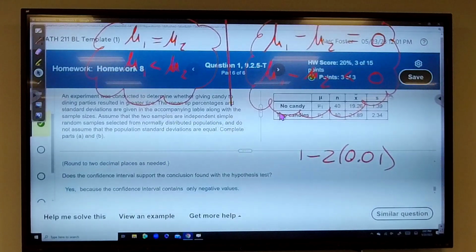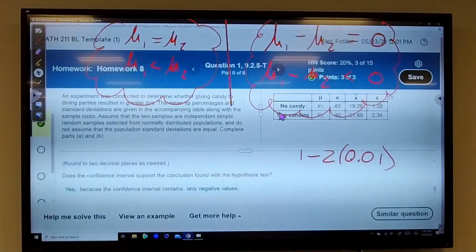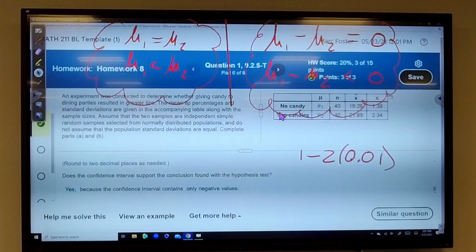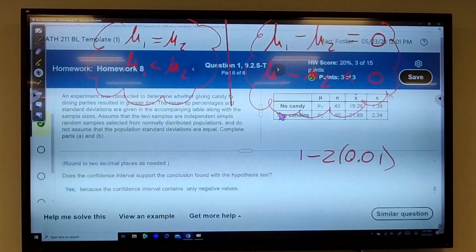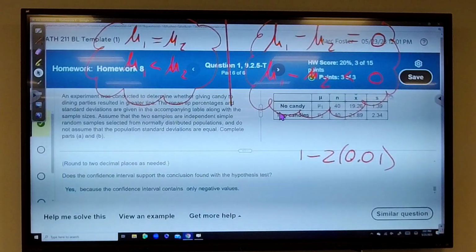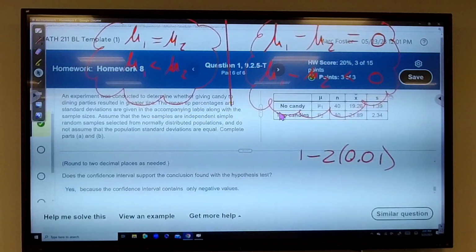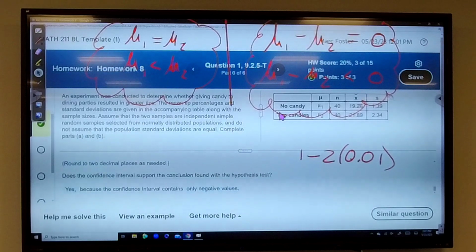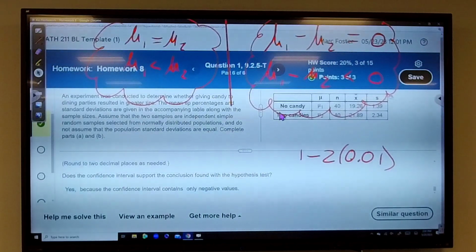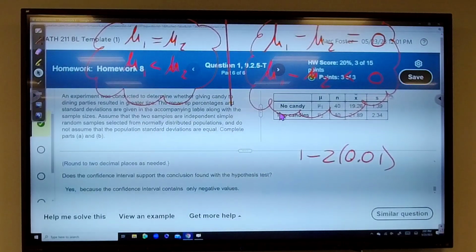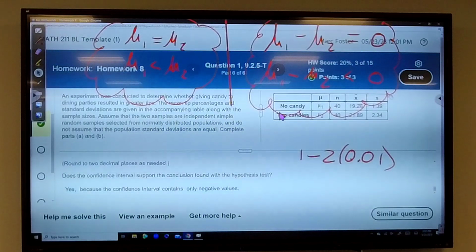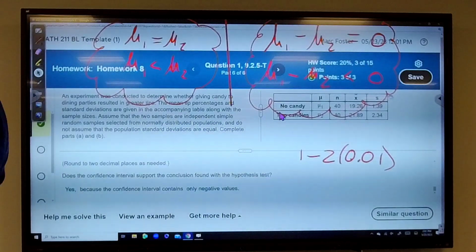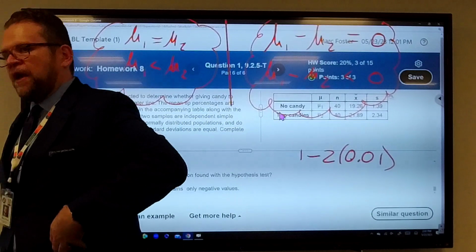And they want 3 decimals, so minus 0.656 and minus. Oh, I did not see. You don't have a minus. They both need to be negative, because if the confidence interval contains 0, then that would necessitate the hypothesis test being mu1 equals mu2, which would be a fail to reject.